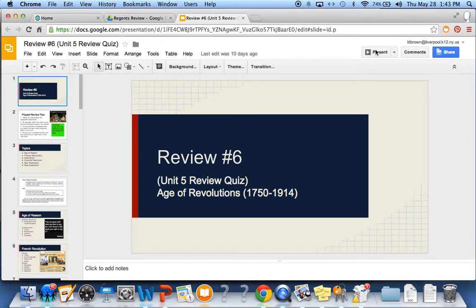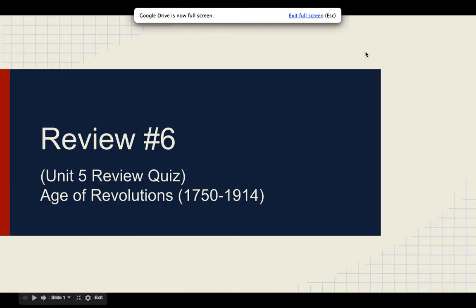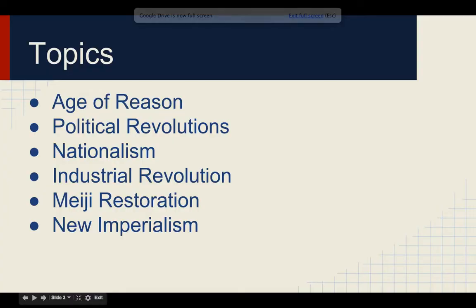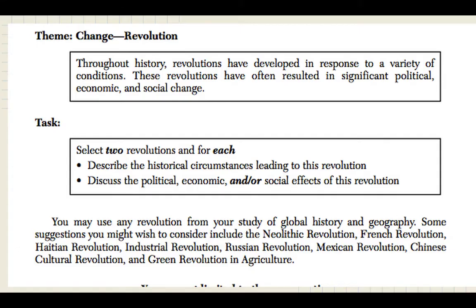All right, let's look at review number 6, which is the Age of Revolutions. And this is the transition from 9th grade material to 10th. And this is where I think it gets more interesting, of course, but I'm partial to 10th grade material. So here are your topics: Age of Reason, which includes the scientific revolution and the Enlightenment, political revolutions, nationalism in general, industrial rev, the Meiji era or Restoration, and new imperialism.